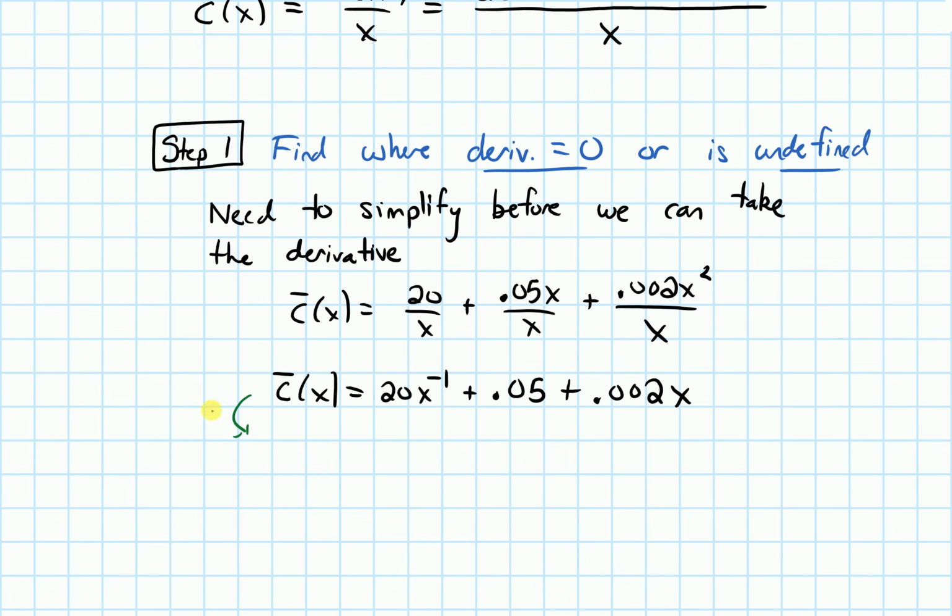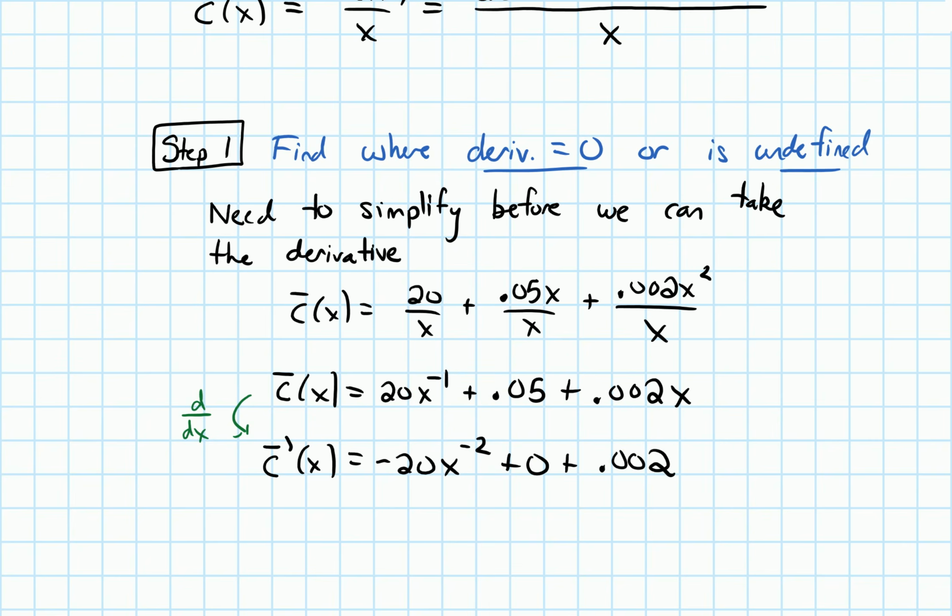So let's take the derivative. Remember, d dx is just a notation for the derivative. And when I do, we get the average cost's derivative, so c bar prime of x equals. For 20x to the negative 1, the negative 1 comes to the front, and I'll get negative 20. And then I subtract 1 from the power, and that makes the power negative 2. The derivative of 0.05, because it's a constant, is 0. And the derivative of 0.002x is 0.002.